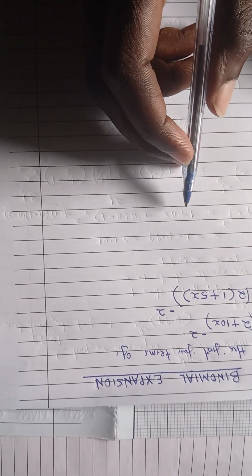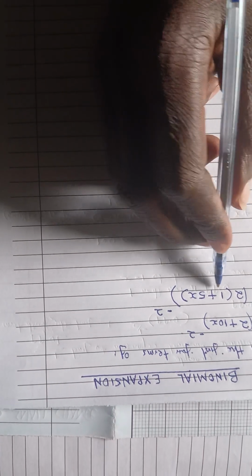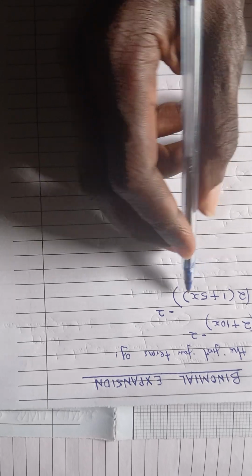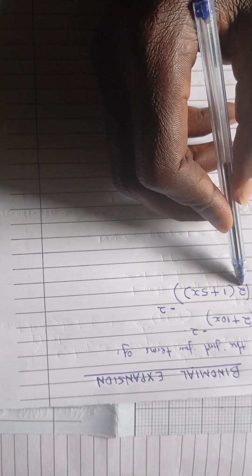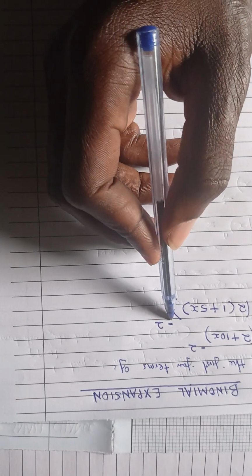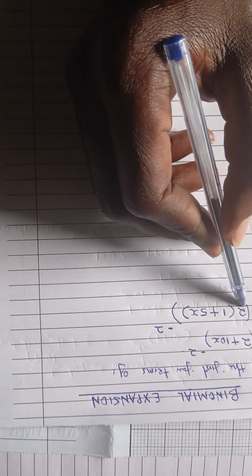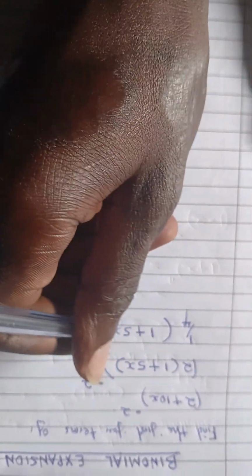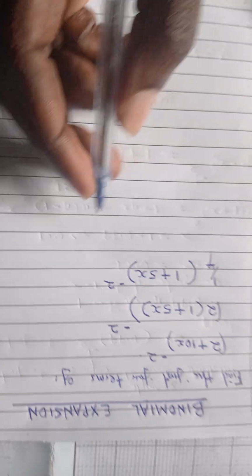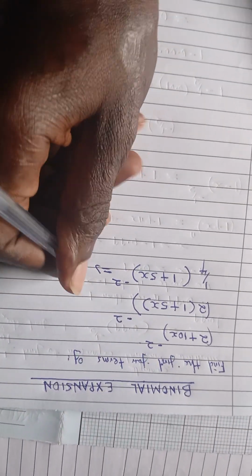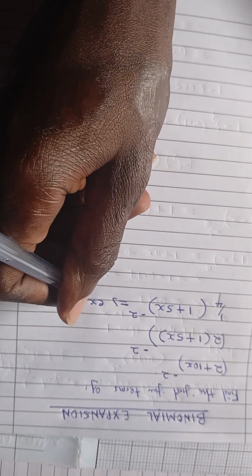So this one means that you expand this one, 1 plus 5x raised to the power negative 2, and then 2 is also being affected by the power negative 2. So 2 raised to the power negative 2 is a quarter, is 1 over 4. And then 1 plus 5x raised to the power negative 2, you expand this one.